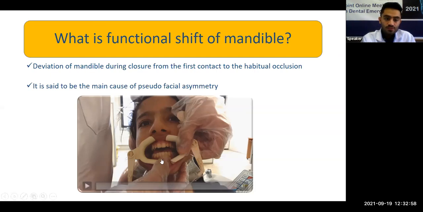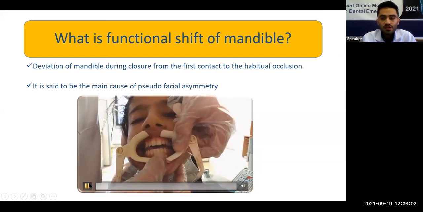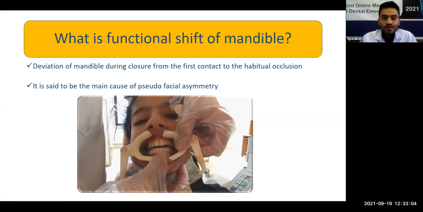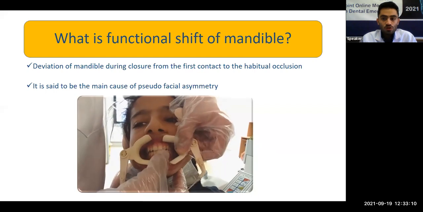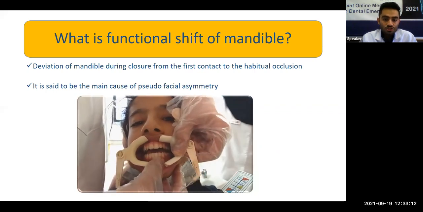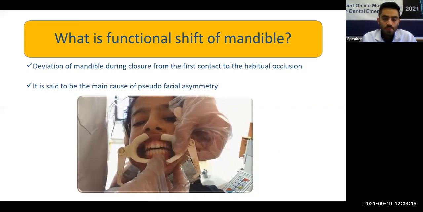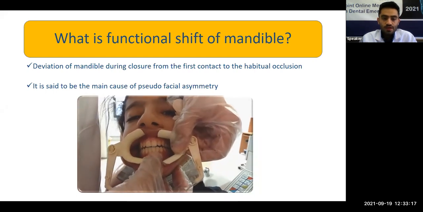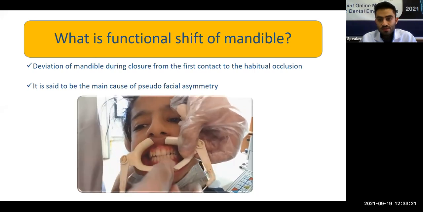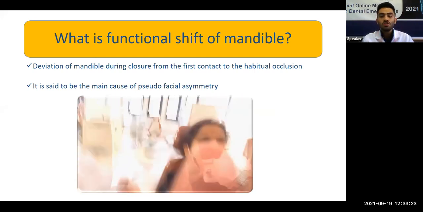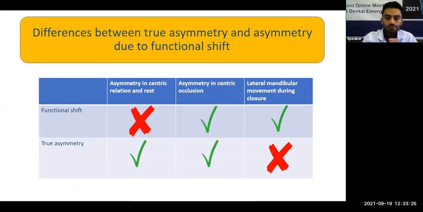So let's look at this video, which was made at our department. We have a patient here that in the first contact of the teeth, there's no problem. We see facial symmetry. And after that, going to the habitual occlusion, we see a shift to the left side of the face. Look at here, this is the first stop, midline is on, and now there's a midline discrepancy and facial asymmetry. This is called functional shift of the mandible.